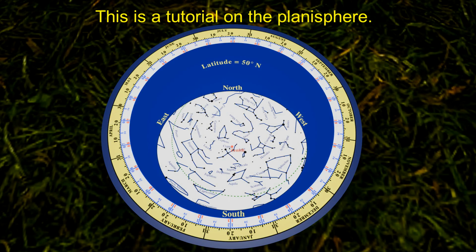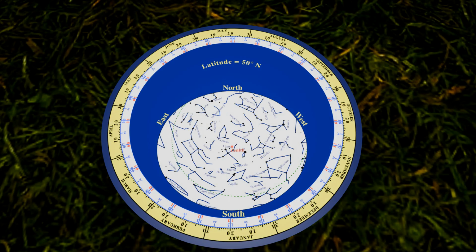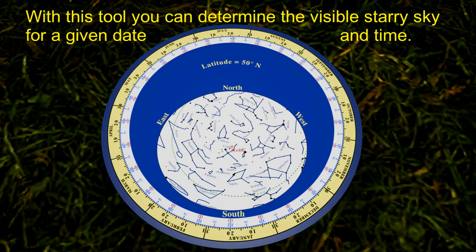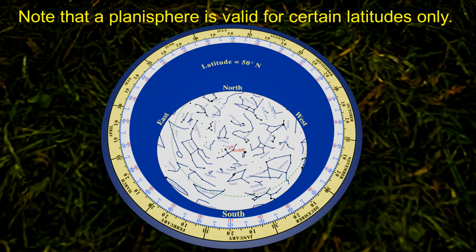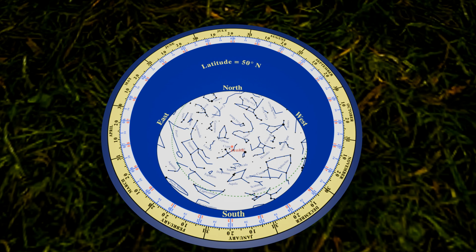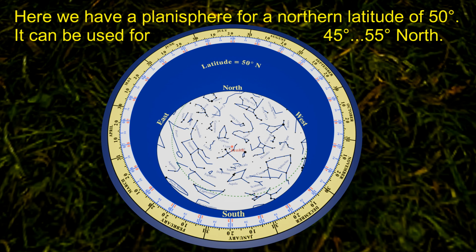This is a tutorial on the planisphere. With this tool you can determine the visible starry sky for a given date and time. Note that a planisphere is valid for certain latitudes only. Here we have a planisphere for a northern latitude of 50 degrees. It can be used for 45 to 55 degrees north.